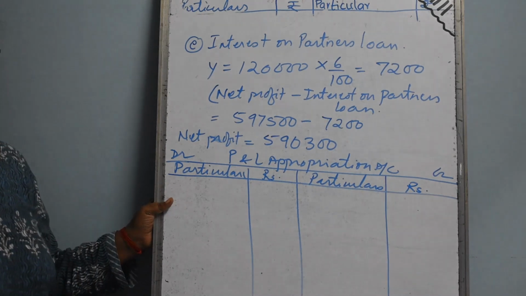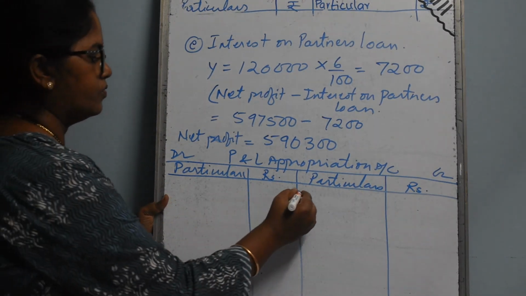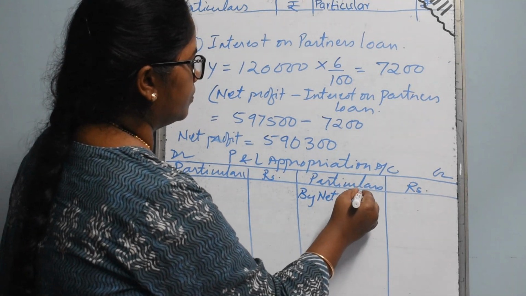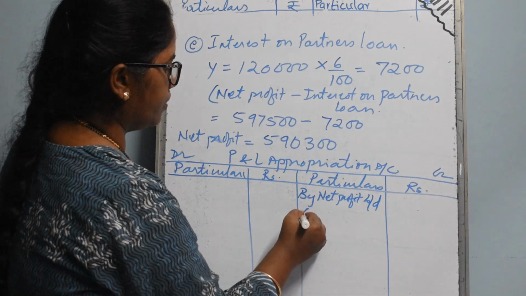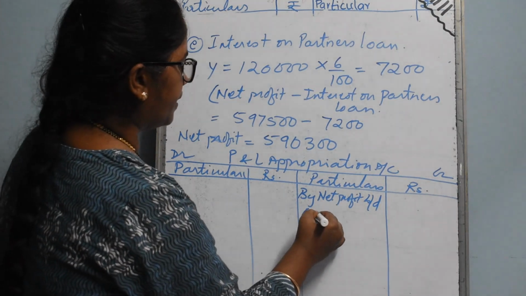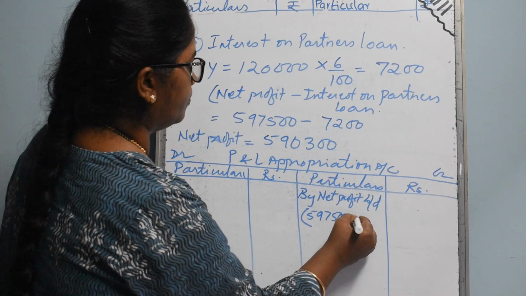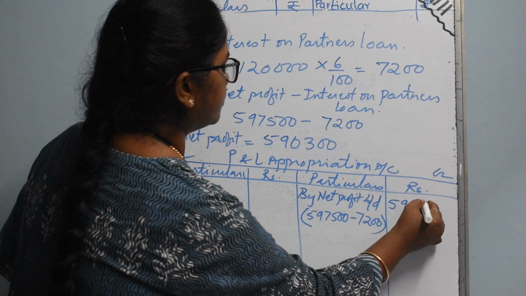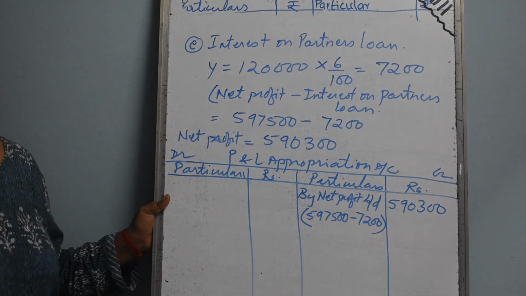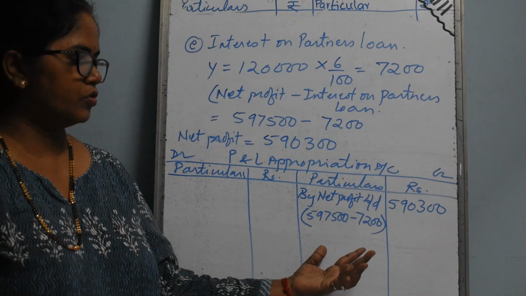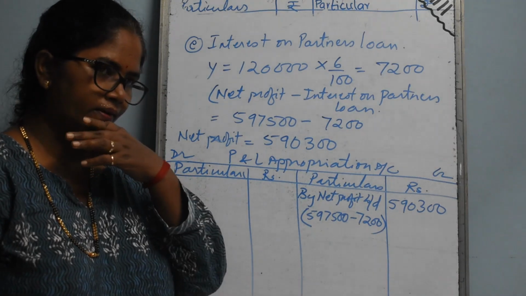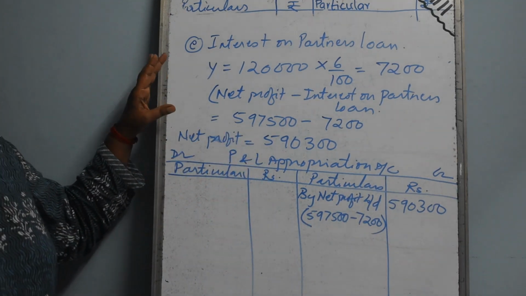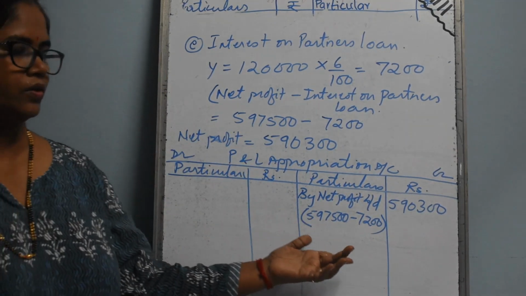When we prepare a profit and loss appropriation account, first we have to write the net profit brought down and show the working note over here. 5,97,500 minus 7,200, and after minusing, 5,90,300 will come in your profit and loss appropriation account. So if you show this working note here, while doing the correction for board, they do the correction for the inner column also and they give the marks. So you have to write the working note here, or you can write the working note here.